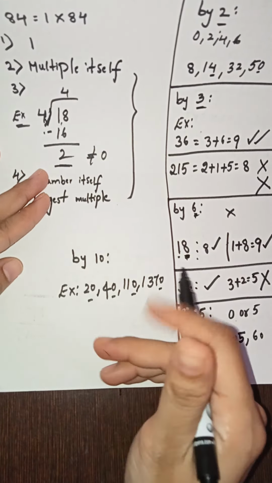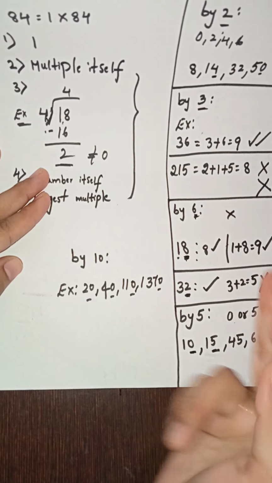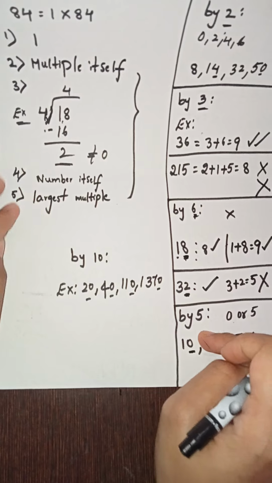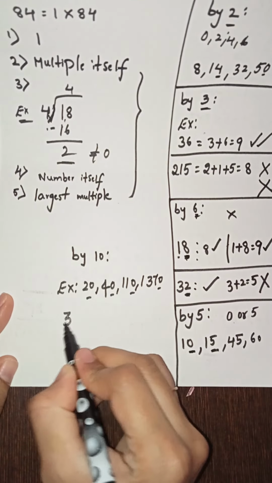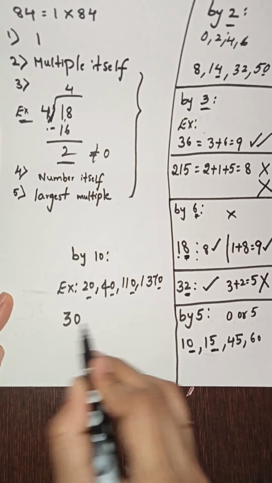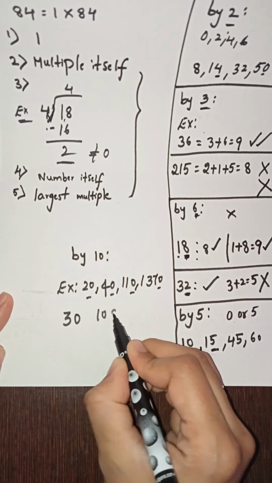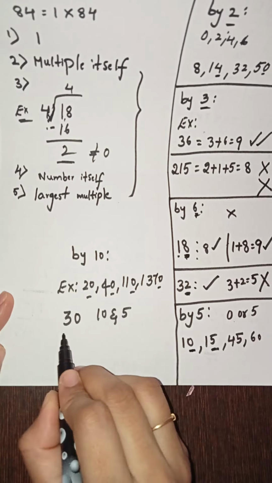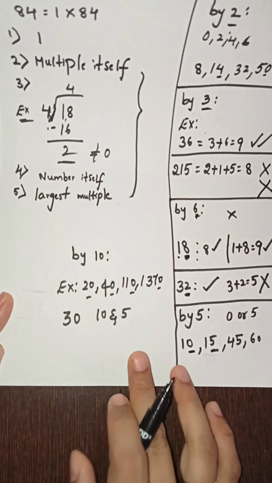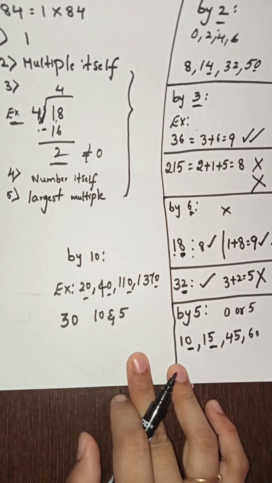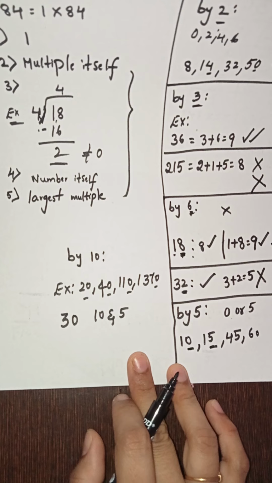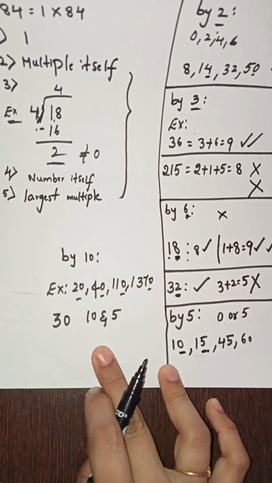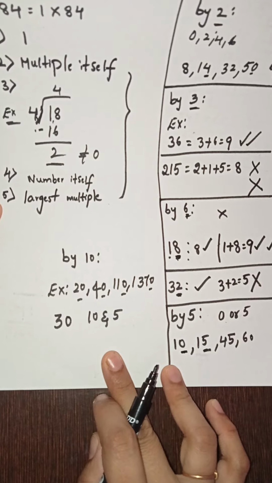The numbers which are divisible by 10 are also divisible by 5. For example, 30. It is divisible by both 10 and 5, right? 10 threes are 30, 5 sixes are 30. So the note you have to remember is that the numbers which are divisible by 10 are also divisible by 5. The example here is 30. You can take one more example also.